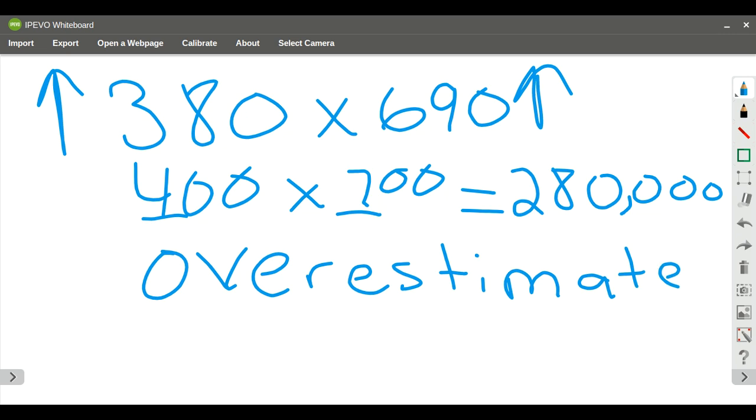So at this point, if you are feeling comfortable with how to estimate, you may go ahead and stop the video and start working on your independent practice. But I'm going to do a few more problems just so we can see whether or not we're going to use compatible numbers or rounding and get a little bit more familiar with that multiple of 10 rule.